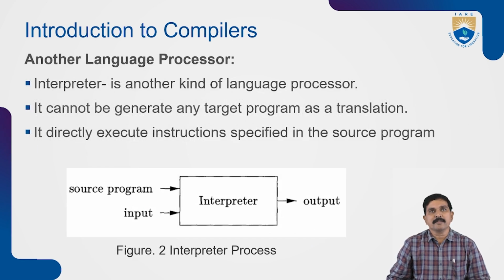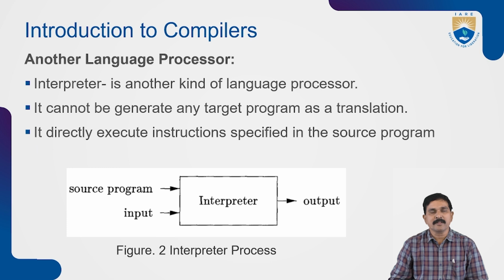Let's see another language processor. We have seen in the earlier slide that one language processor is the compiler. Another language processor is the interpreter. The interpreter is a different kind of language processor. From the functionality point of view, compiler functionality is different and interpreter functionality is different. The compiler compiles the entire program, whatever number of lines are given, at a time. But the interpreter is not like that. The interpreter interprets the instructions one by one only. It cannot interpret the entire program at a time.